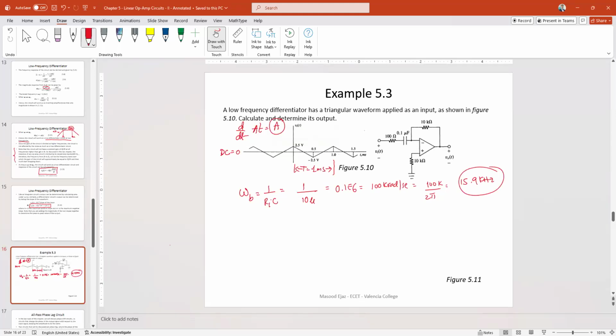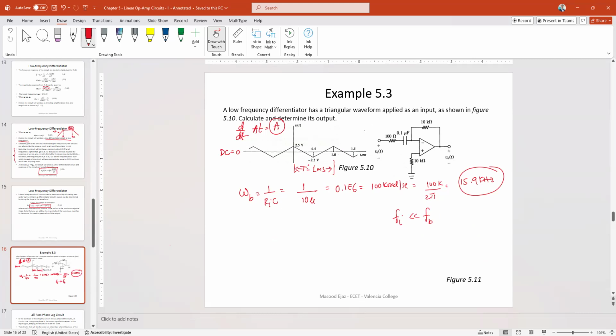15.9 kilohertz, and the input frequency is 1 kilohertz because the time period is 1 millisecond. Therefore, the input frequency is quite smaller than the cutoff frequency. Hence, this circuit is going to work safely for the input signal. It's going to work safely as a true differentiator circuit.